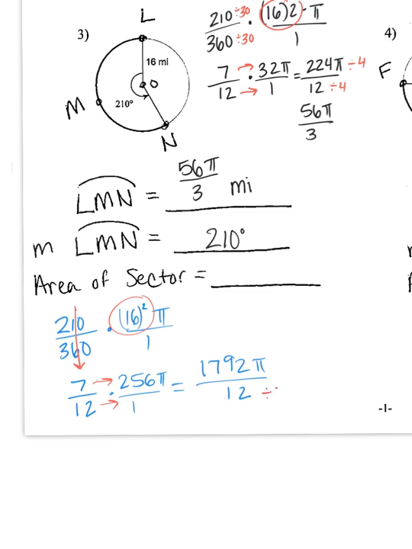Dividing both the top and the bottom by 4 actually gives us a nice answer. The top number, 1,792 divided by 4, gives me 448, and I'll stick a pi with it. And then on the bottom, 12 divided by 4 is 3. Finally, since we have this prime number, does 3 go into this? No, it doesn't, so that means we're done, and our answer is 448 pi over 3 miles squared, because I just found an area.